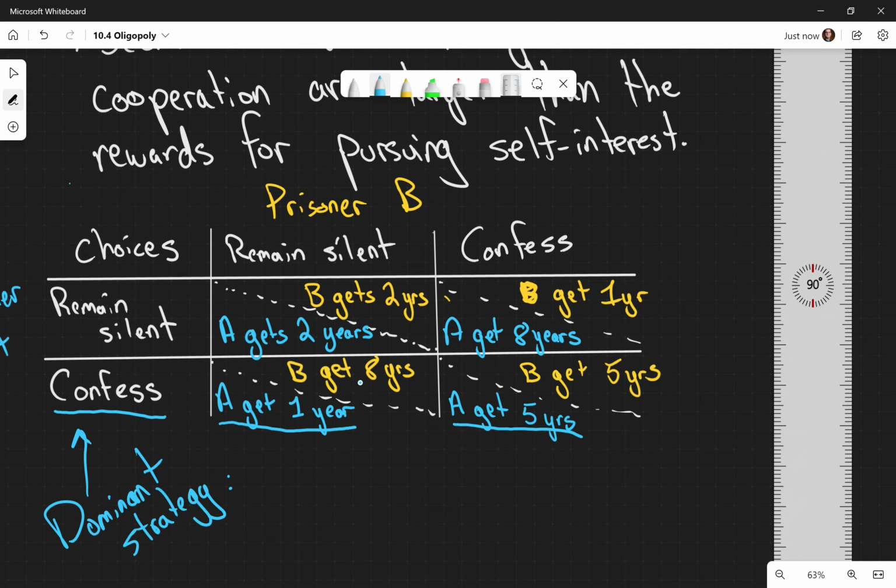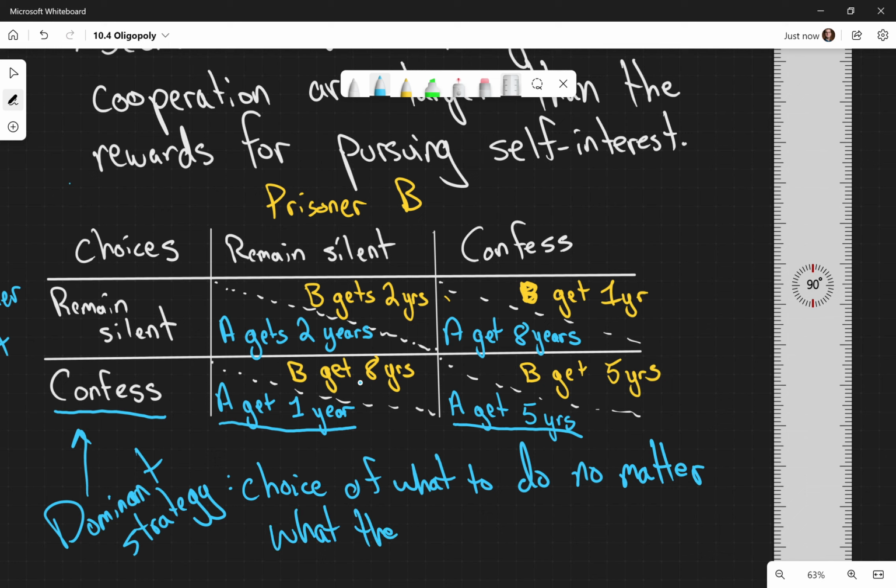And essentially, this is my choice of what to do no matter what the other player does. Right? We call the other person in these particular situations players. Game theory, makes sense, right?